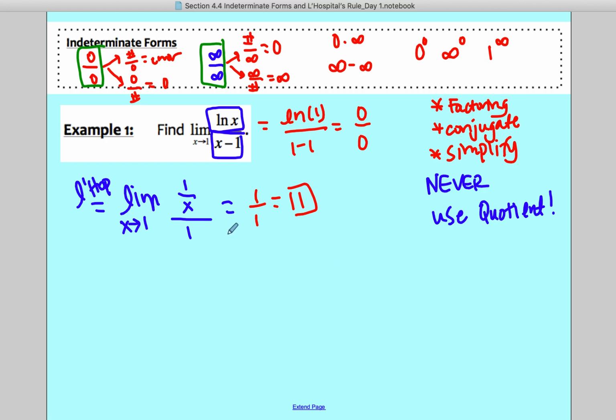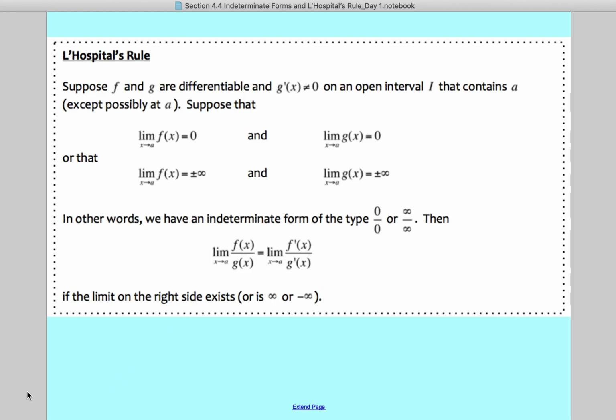Okay, so that's how L'Hopital's rule works. But the biggest thing is it has to be this form 0 over 0. It also needs to be the form infinity over infinity. Okay, so in order to use the rule, got to be these 2 types of forms.